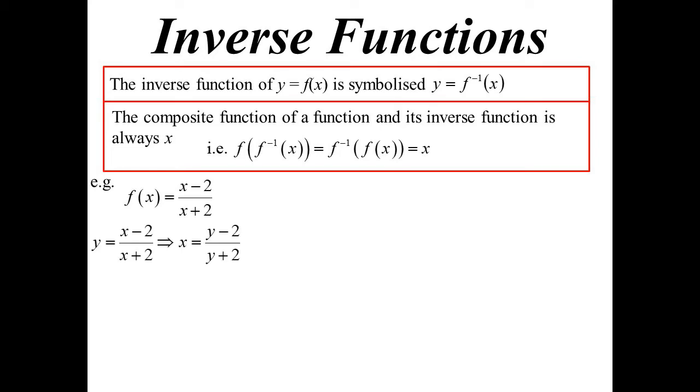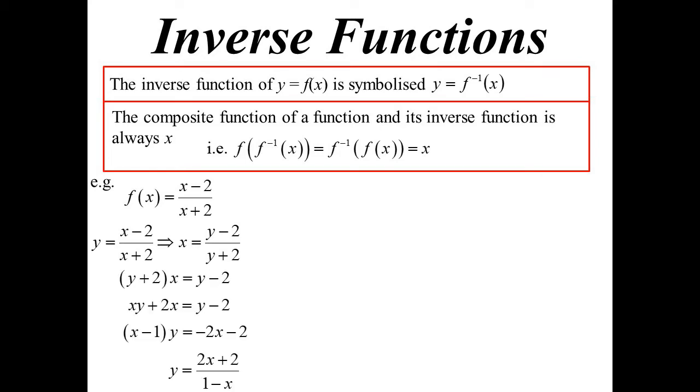All right, so let's find it. x equals y minus 2 on y plus 2. We want to make y the subject. Multiply by the denominator. Expand out. Group everything that has a y in it together and then divide by that factor, and we come up with, well, as we would expect, another hyperbola. Because if you're going to reflect a hyperbola, you would get a hyperbola.